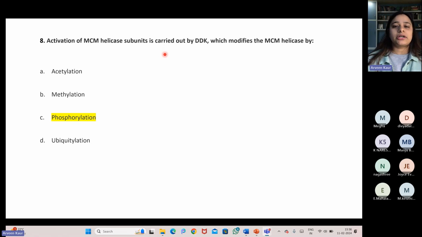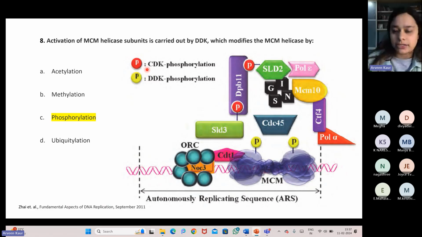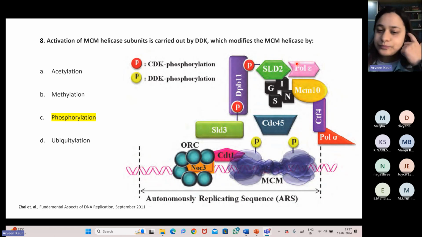Now, what do kinases do? What is the main function of a kinase? All kinds of kinases either add phosphate groups, mostly they add phosphate groups, or some of them might be involved with dephosphorylation also. Over here, phosphorylation was the only option that was given. Kinase is always phosphorylate.